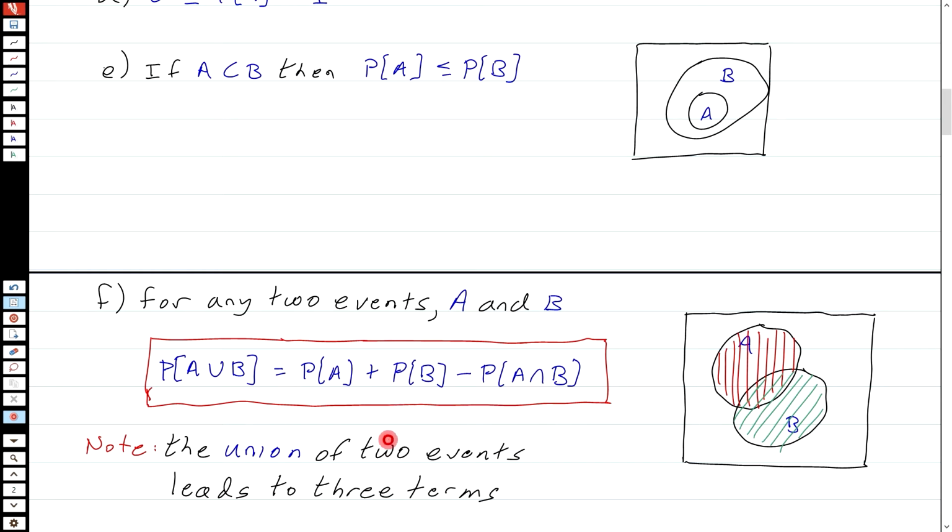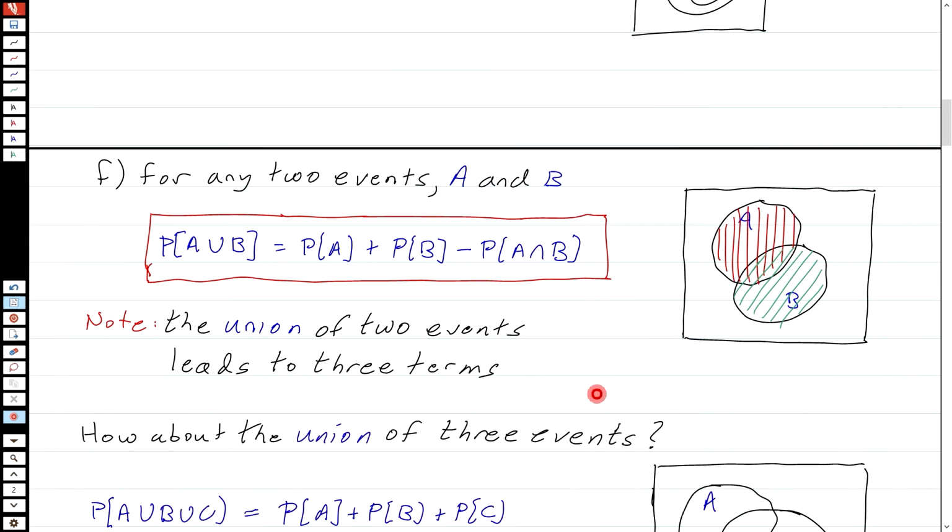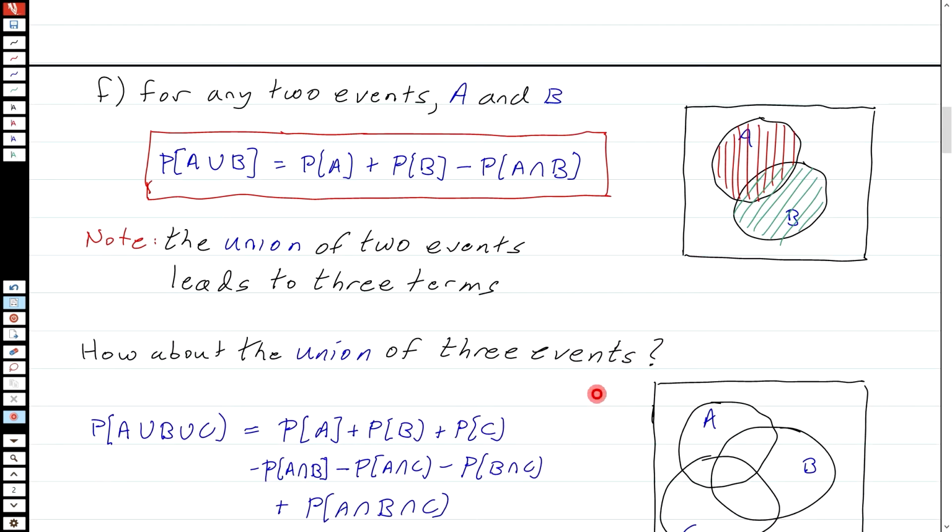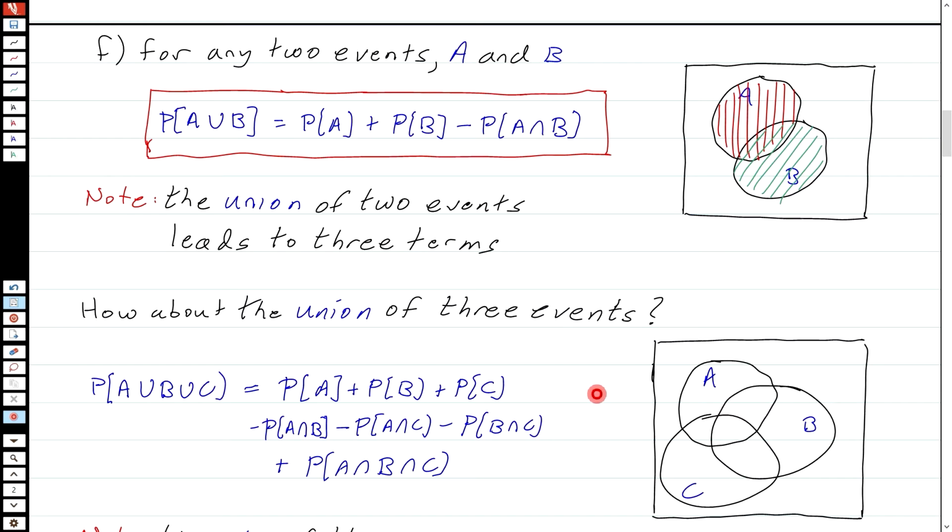So the probability of a union of two events leads to three terms on the right-hand side. And we'll see that this leads to trouble shortly. Okay, so we're going to look at the probability of a union of three events.